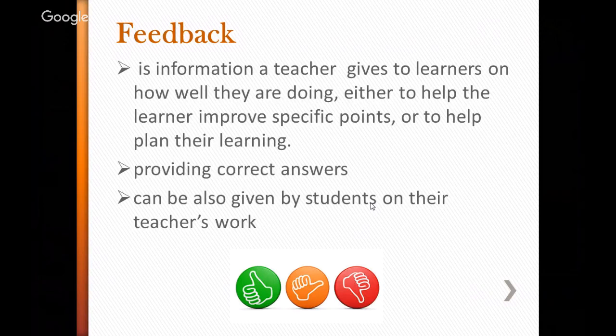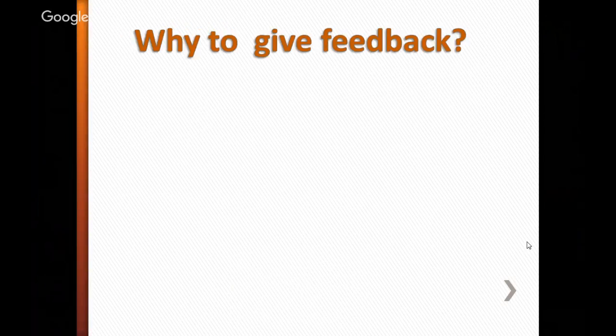So, why give feedback? This is the question. I'm going to tell you, and I have a question for you. What are the reasons for feedback? Why give feedback at all? Well, any answers? I cannot see the answers, but anyway.